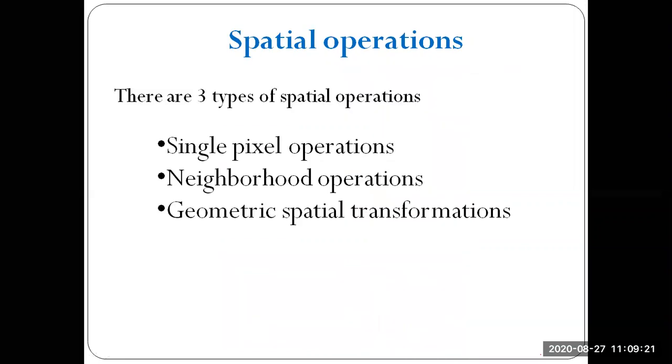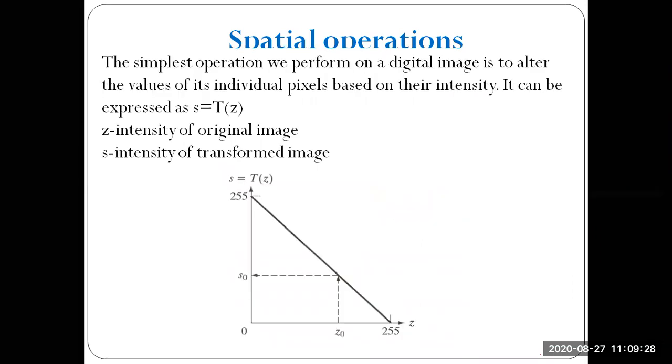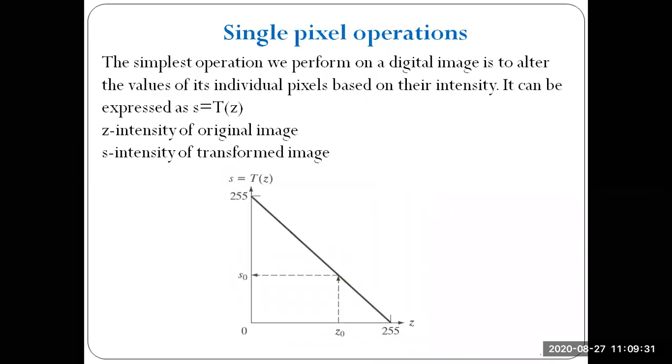Okay. Next is spatial operations. In spatial operations there are single pixel operations, neighborhood operations, and geometric operations. The single pixel operation expression is like this: simply element by element, or pixel by pixel, we change the intensity value from the 0 to 255 range to the 0 to 255 range. Input is different, output is different. Input is Z0, output is S0. Input is Z1, output is S1. Depending on your T value, the intensity value will be changed. This is the single pixel operation.